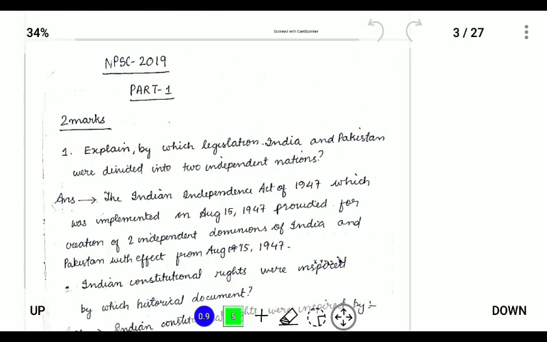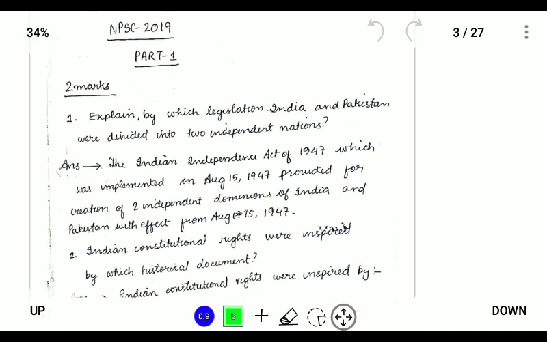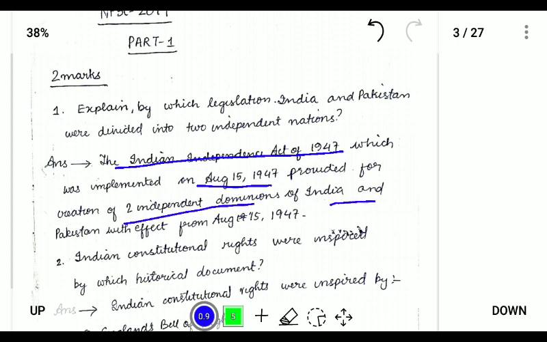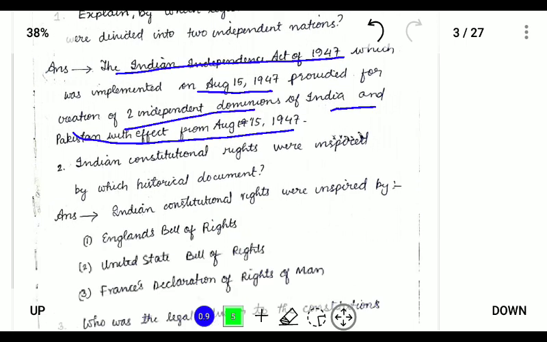So the first question is, explain by which legislation India and Pakistan were divided into two independent nations. So India and Pakistan were divided by the Indian Independence Act of 1947, which was implemented on August 15, 1947, which provided for two independent dominions of India and Pakistan with effect from August 15, 1947. So the Indian Independence Act of 1947, which came into effect on August 15, 1947, when India became independent, and at the same time, India was partitioned into India and Pakistan. So this legislation provided for this.